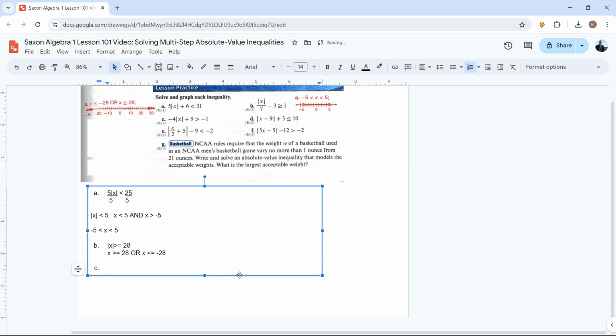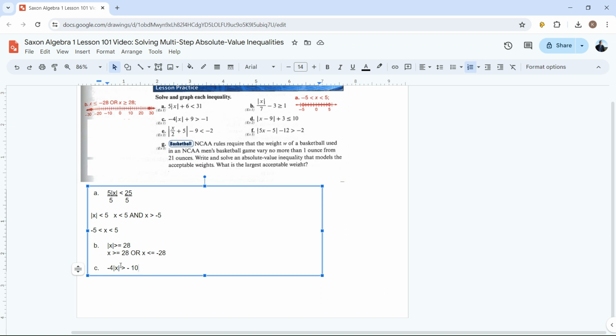In letter C, we have negative 4 times the absolute value of x plus 9 is greater than negative 1. First thing I'm going to do is subtract 9 from both sides. That makes this negative 1 minus 9 is negative 10. Then I'm going to divide both sides by negative 4.